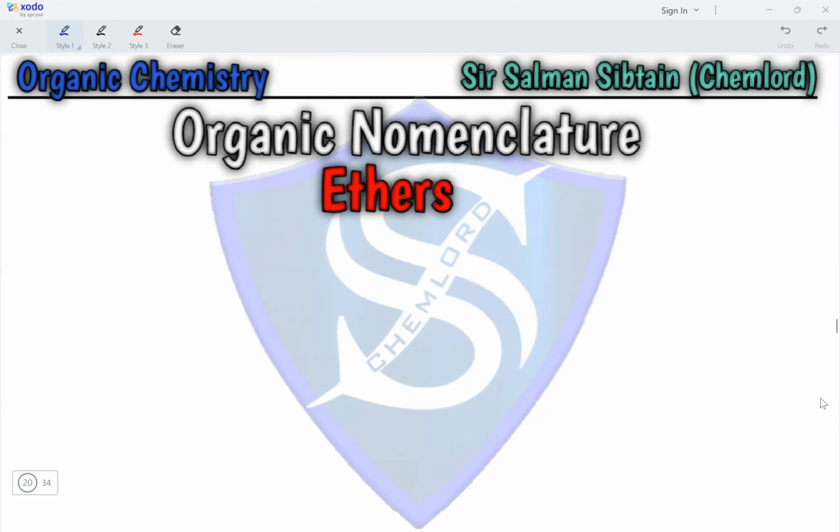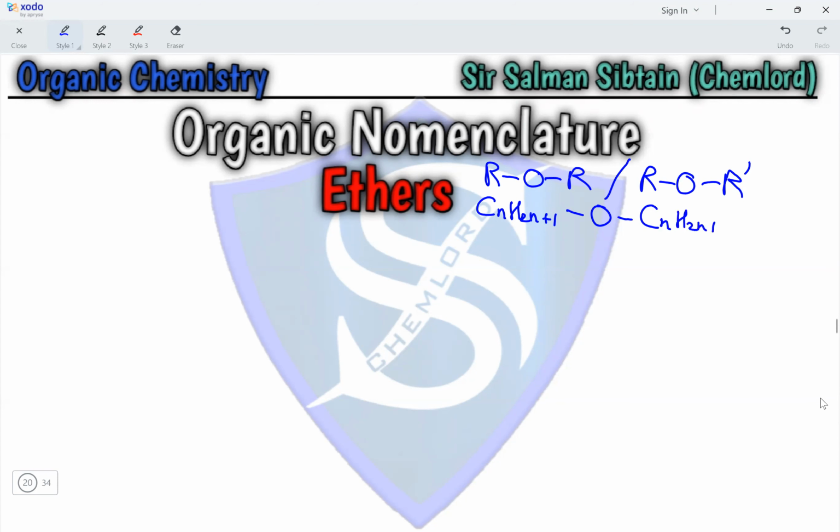Hi guys, this is organic nomenclature and we are naming ethers. Ethers have a general formula of ROR, or ROR' if the R groups are different. In terms of carbon, hydrogen and oxygen, this would be CnH2n+1 bonded to oxygen bonded to another CnH2n+1. So these are two separate R groups. They can be the same, they can be different.